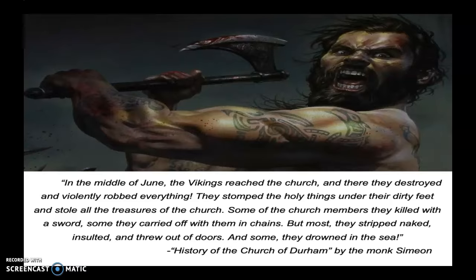This was written by somebody who actually saw the Vikings do what they were doing. Now, kiddos, listen very close, because I think you're going to see some stuff that is filled with blood, guts, death, violence, sadness, tears. So, Monk Simeon, which means he works for a church, says, in the middle of June, the Vikings reached the church, and there they destroyed and violently robbed everything.